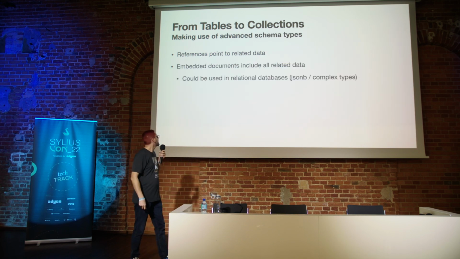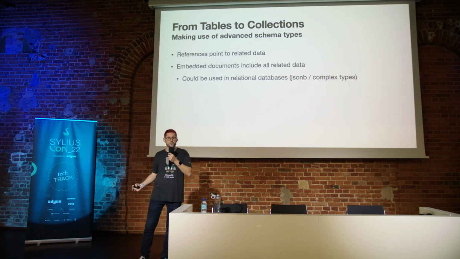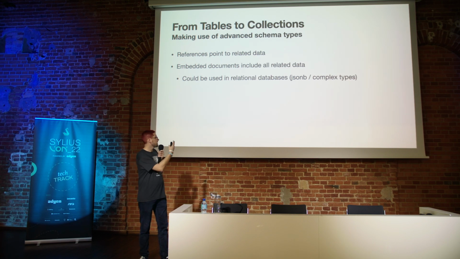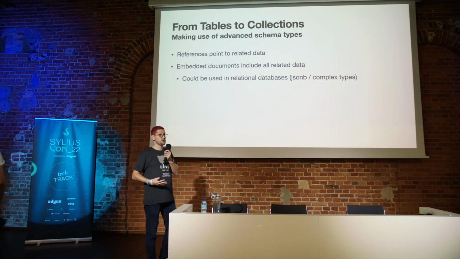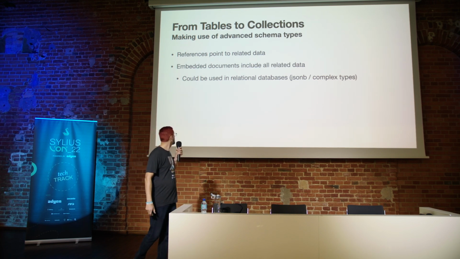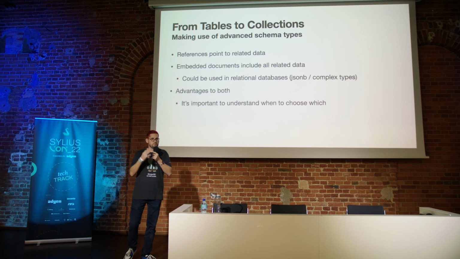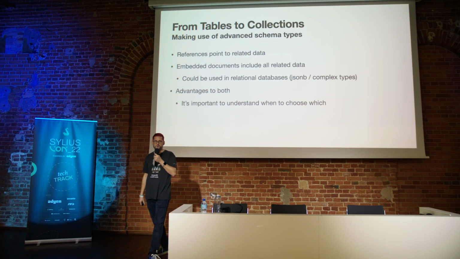This is all good. In MongoDB, we can use embedded data, so we don't have to put stuff in separate collections like we do in relational databases. You could do it in relational databases as well. You could use JSONB and live with some very ugly queries. You could, in PostgreSQL, use complex types, but we said we're using Doctrine ORM, so that's not going to happen because it doesn't support it. And there are advantages to both. So we sometimes want to reference stuff. We sometimes want to embed stuff. And the tricky thing is figuring out when we do which of these two.